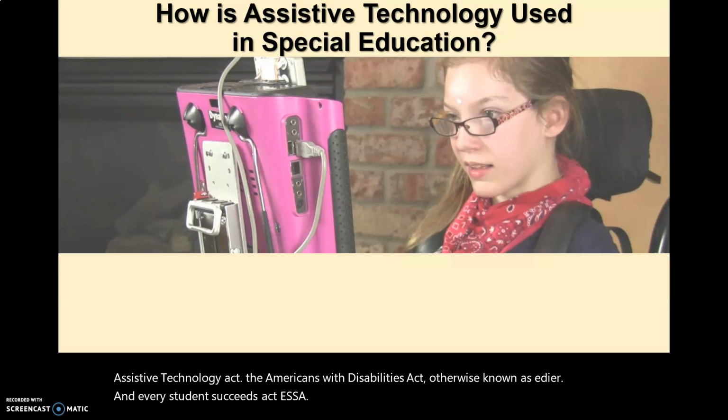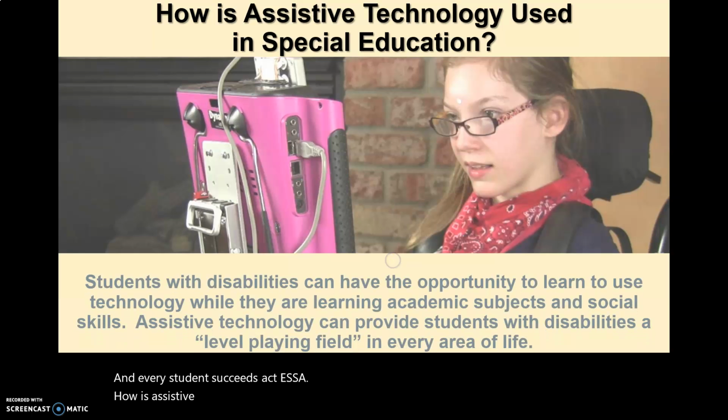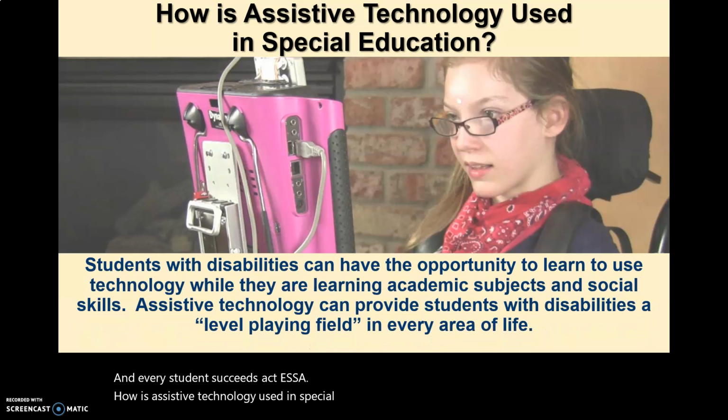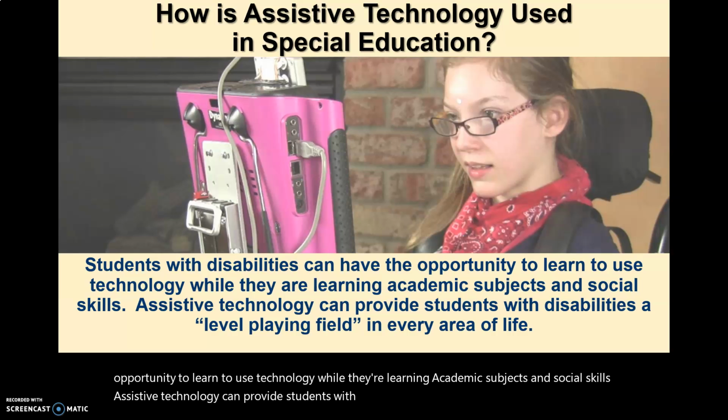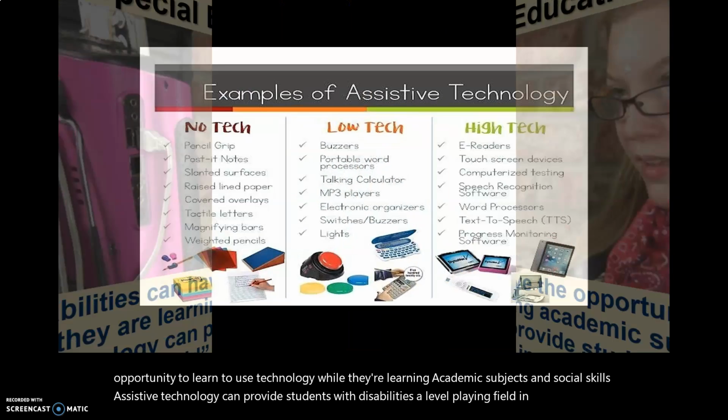How is assistive technology used in special education? Students with disabilities can have the opportunity to learn to use technology while they are learning academic subjects and social skills. Assistive technology can provide students with disabilities a level playing field in every area of life.